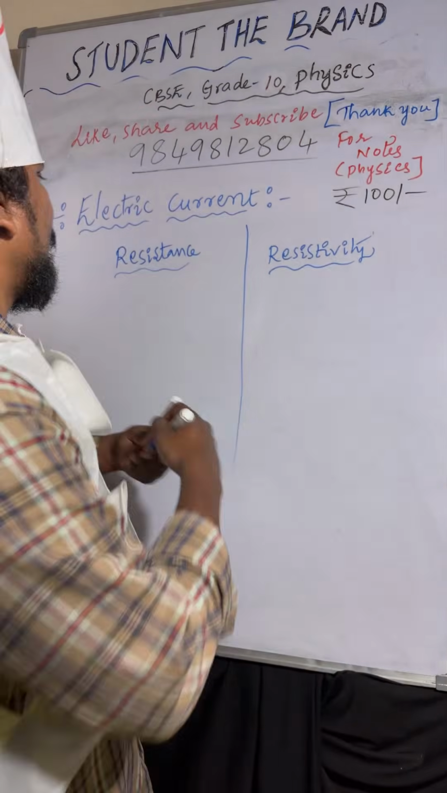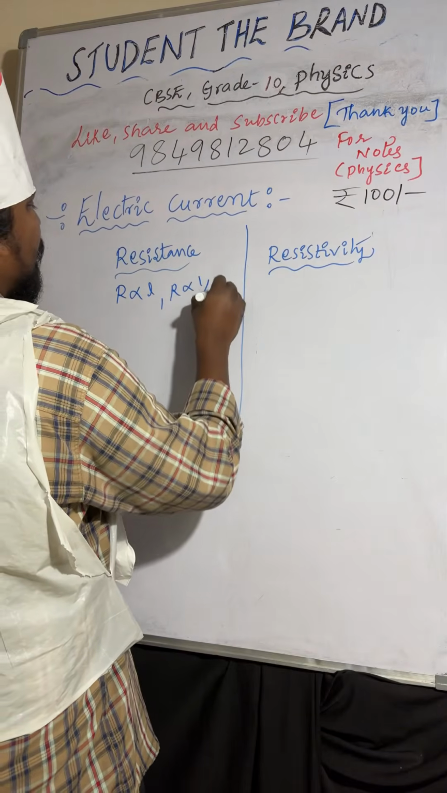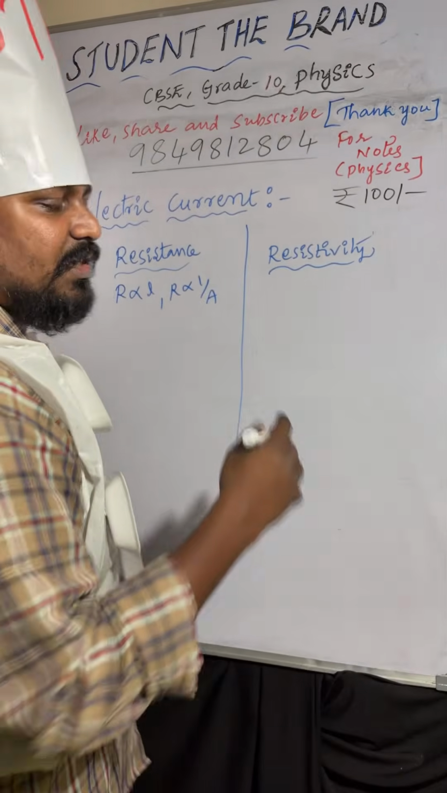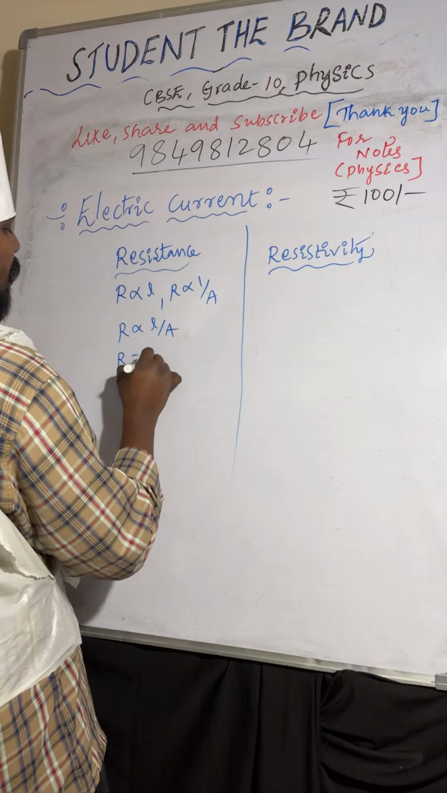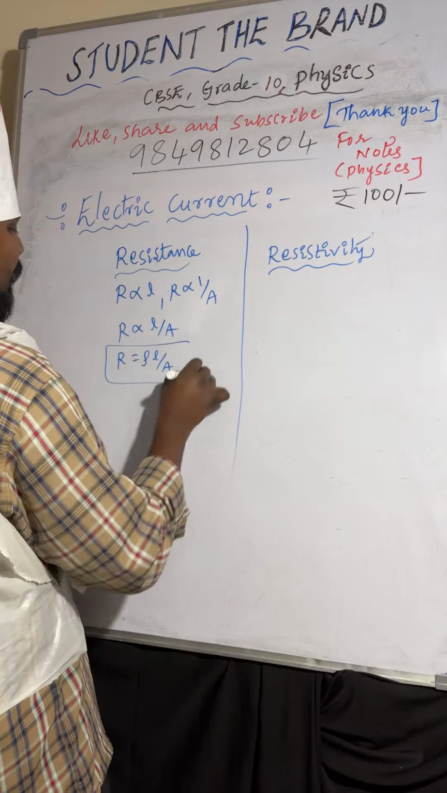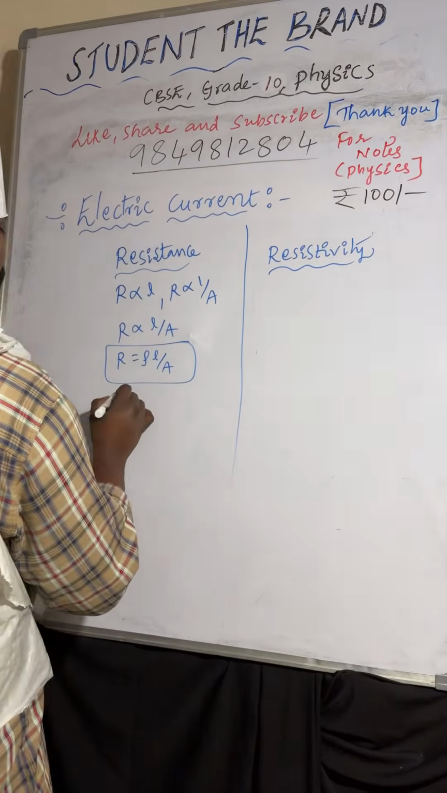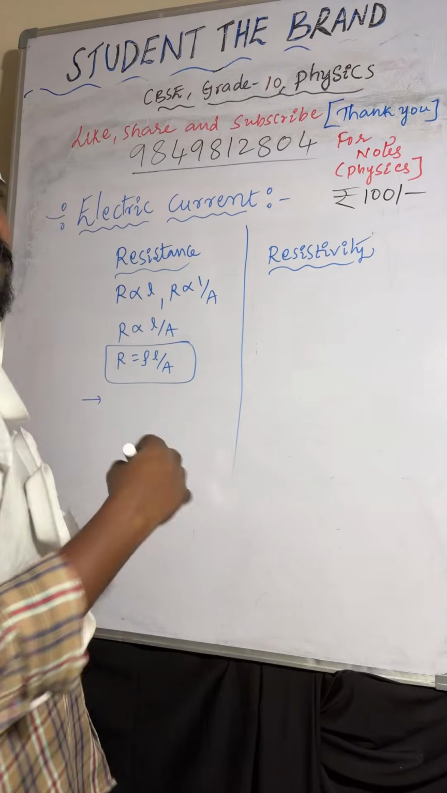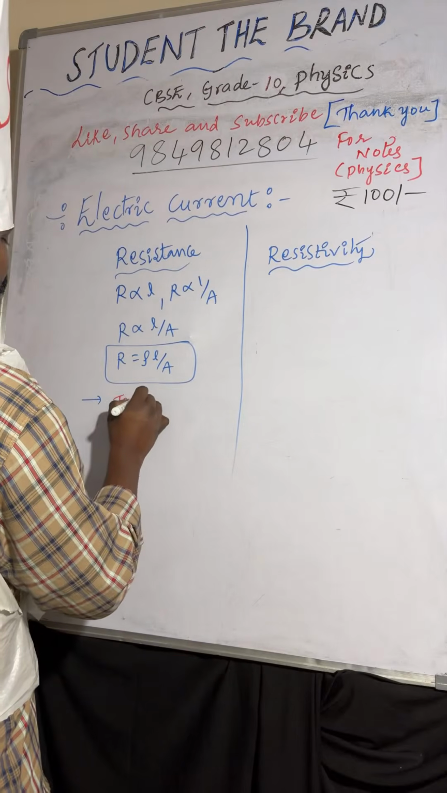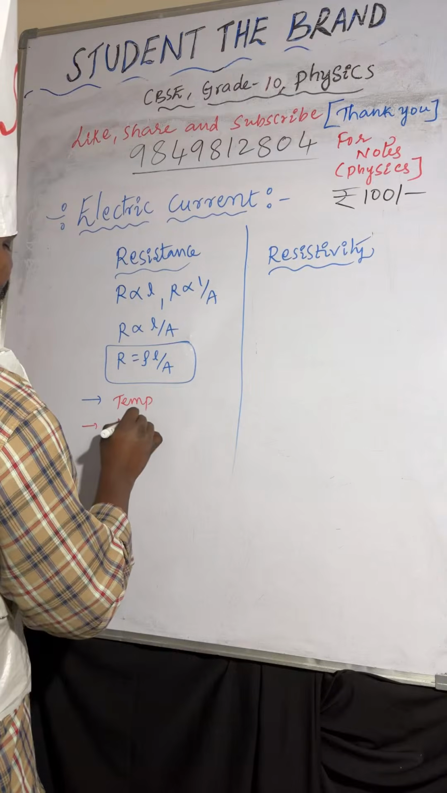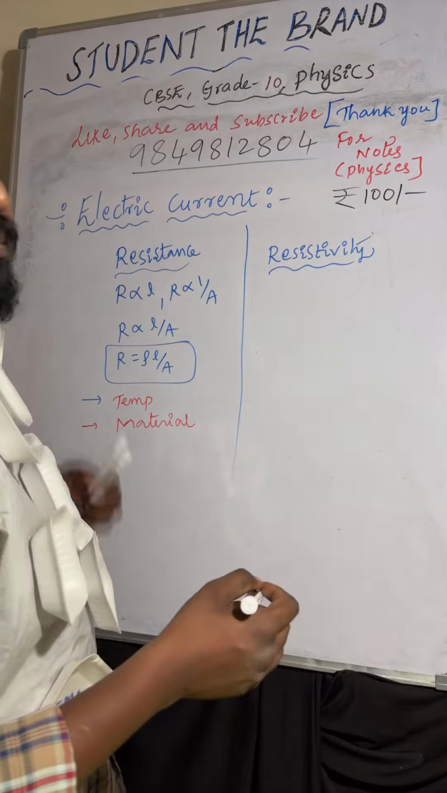Now you can see R is directly proportional to the length of the conductor. R is inversely proportional to the area of cross section. R is directly proportional to L by A. R equal to rho into L by A. So resistance depends on temperature. Resistance depends on the metal of the conductor.